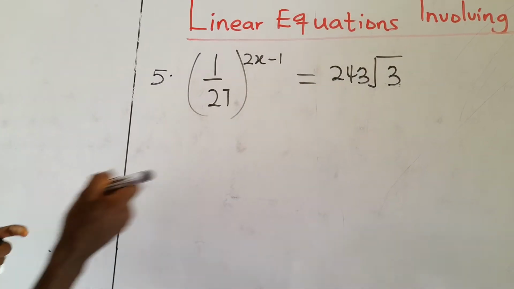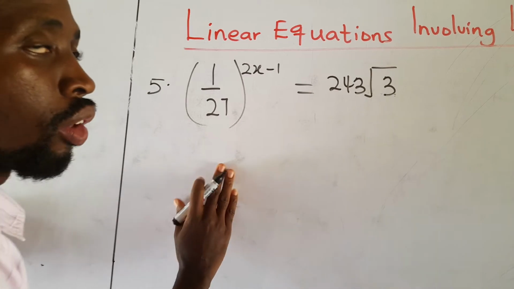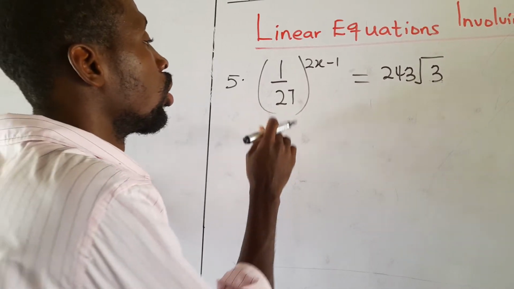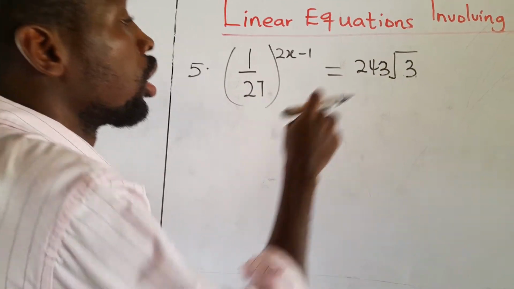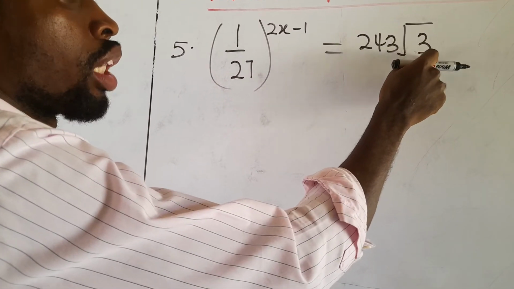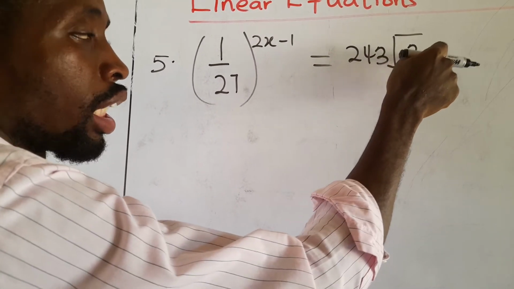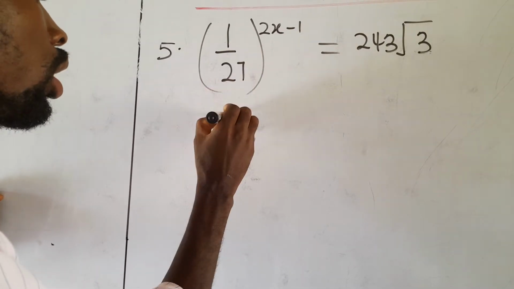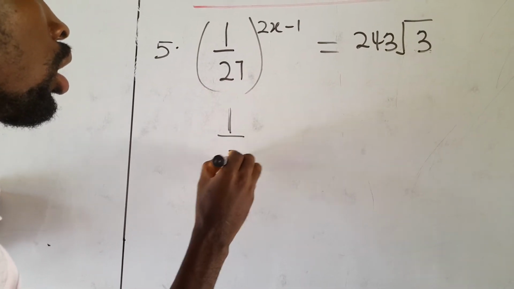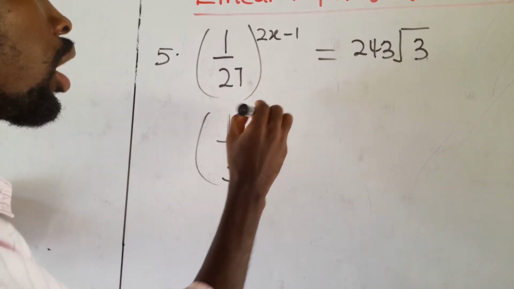So what do we do? Our task is to make the bases of the two sides of the equation the same. So we can change this to base 3, this to base 3. Remember, the square root of every number is that number exponent half. So the square root of 3 is 3 exponent half. So what do we have? We can change this to be 1 over 3 exponent 3. 27 is 3 exponent 3.